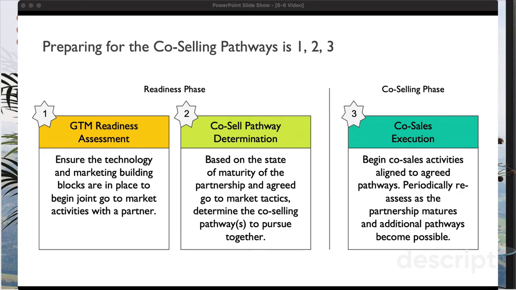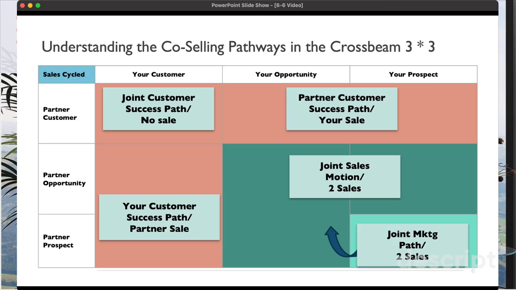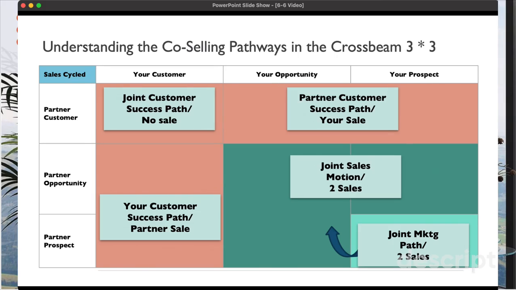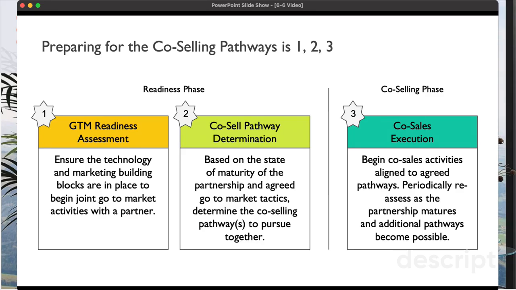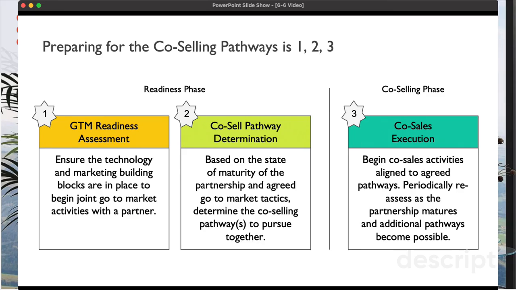So just remember that as we approach this market and these opportunities, we're looking to drive a path of maturation from the upper left-hand corner to the right-hand corner, and that we need to think about how to get ready in order to drive the co-selling process.